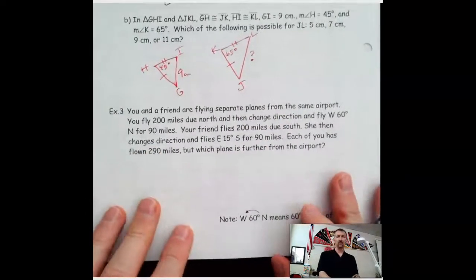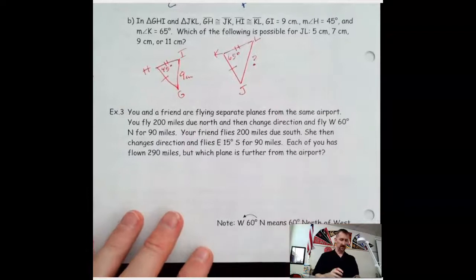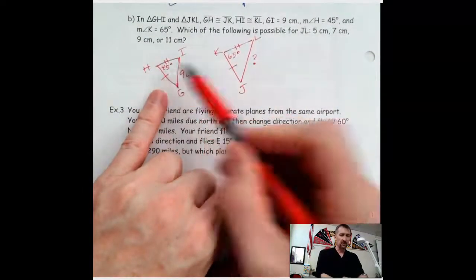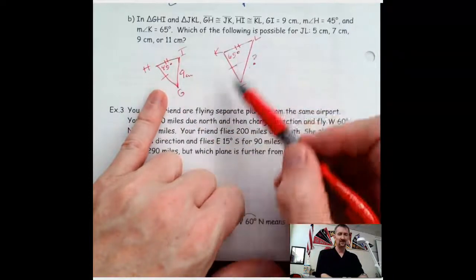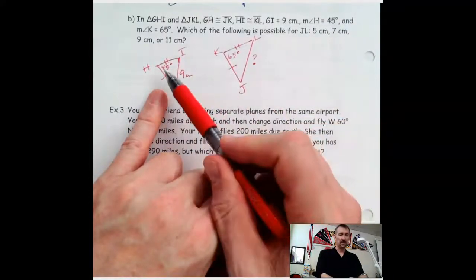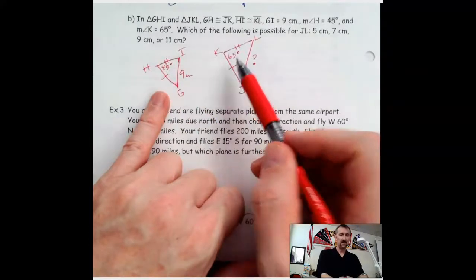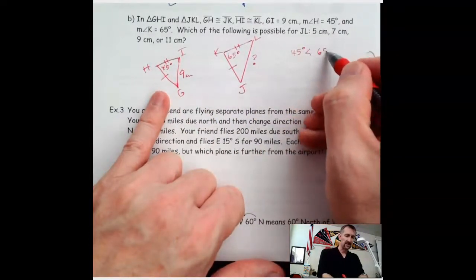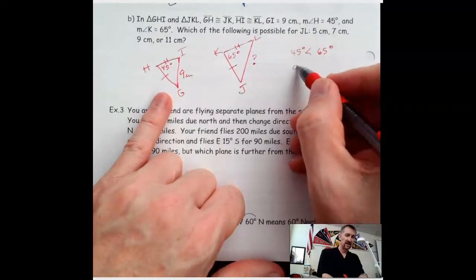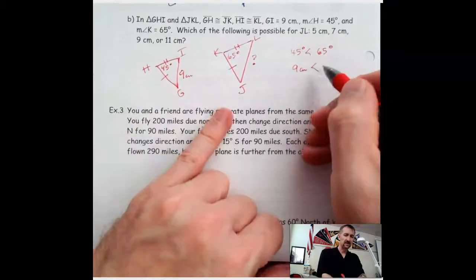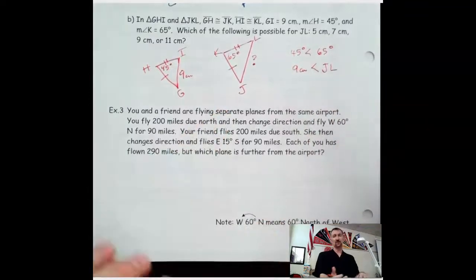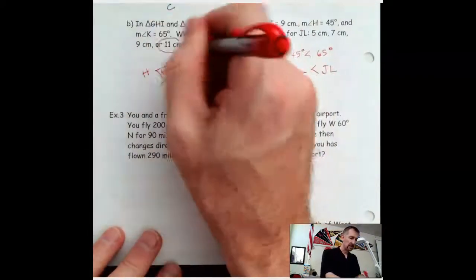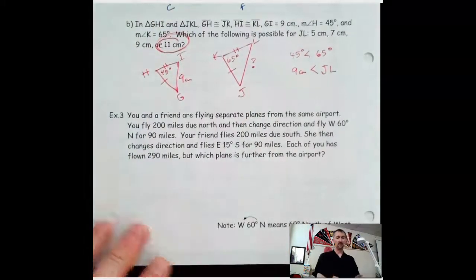Okay, again, the pictures don't have to be to scale, they don't have to be perfect. So the point here is that these two are equal to these two, so that creates the hinge situation. And 45 is less than 65. So since 45 is less than 65, that means that 9 should be less than JL, which means JL has to be more than 9. So it's got to be 11.